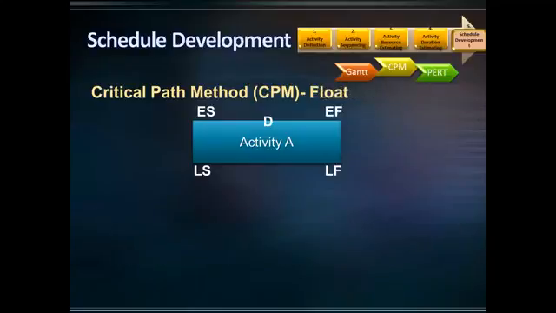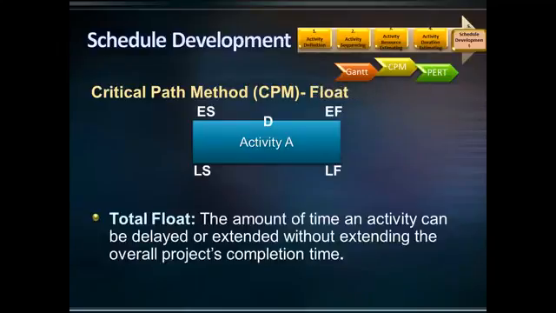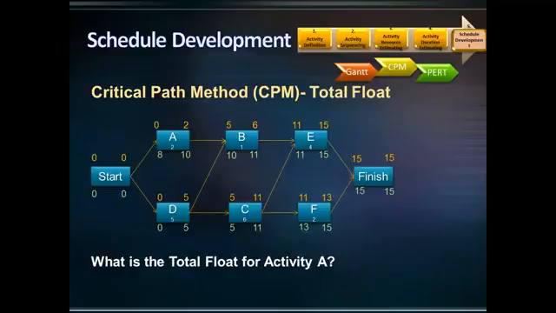One of the most important floats in project scheduling is total float. Total float is the amount of time an activity can be delayed or extended without extending the overall project completion time. In the example where we calculated the early and late dates, what is the total float for activity A? To help you answer this question, let me rephrase my question. What is the maximum available time for activity A to float without impacting the completion date?